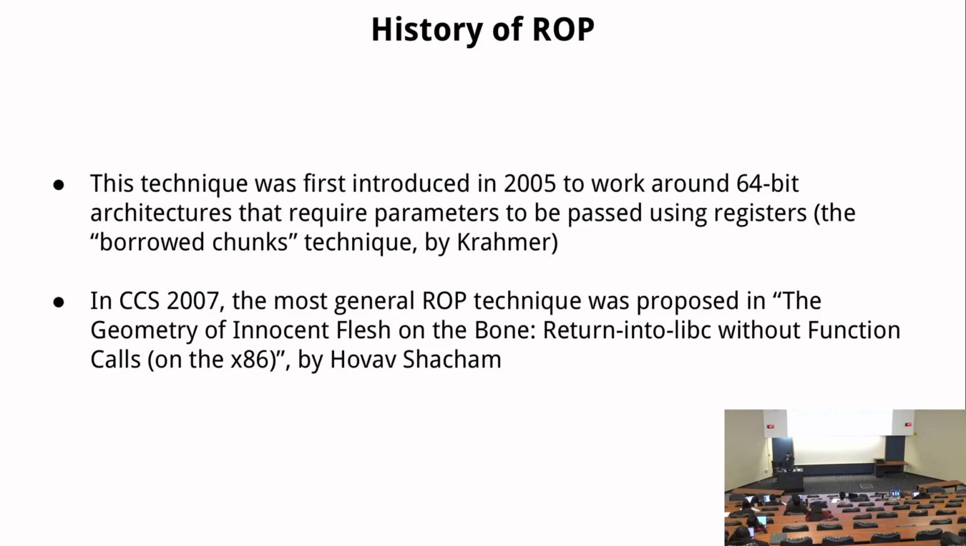The professor made a lot of contributions in system security and also crypto, I believe. So look at the title: The Geometry of Innocent Flesh on the Bone. The innocent flesh on the bone here means those gadgets in the address space. Those gadgets in the address space are not malicious code. They're just some instructions. But if we can glue them together, we can do something malicious.